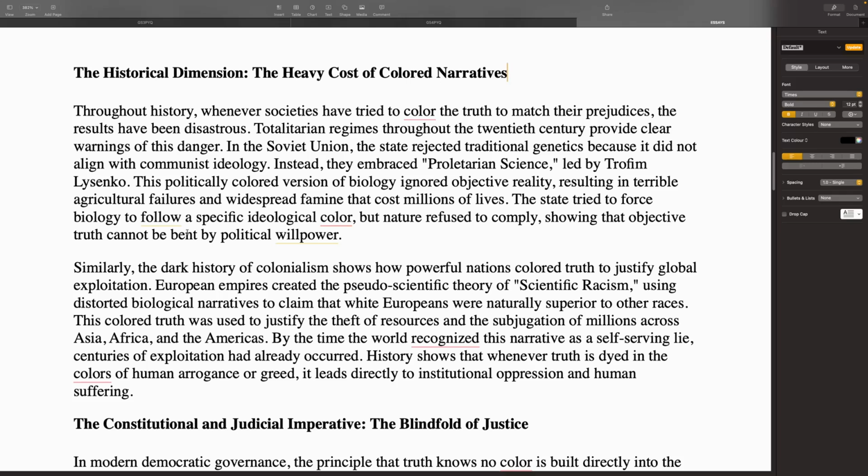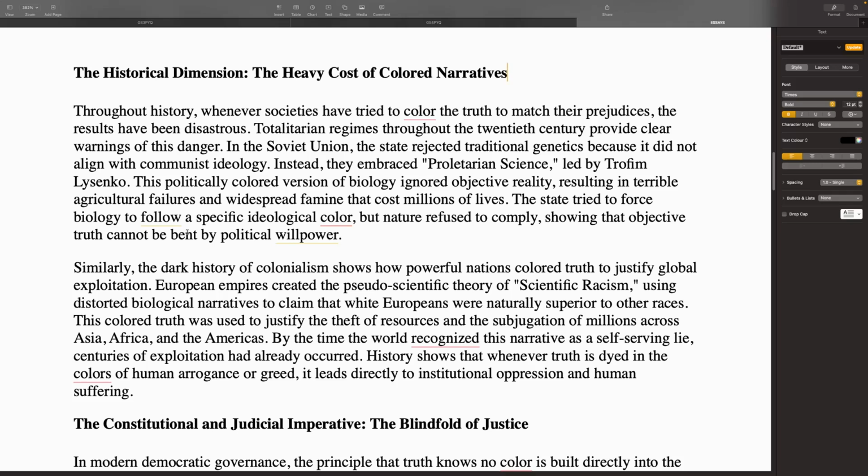Similarly, the dark history of colonialism shows how powerful nations like the USA and UK colored truth to justify global exploitation. European empires created a pseudo-scientific theory of scientific racism, using distorted biological narratives to claim that white Europeans were naturally superior to other races. This colored truth was used to justify the theft of resources and the subjugation of millions across Asia, Africa, and the Americas.